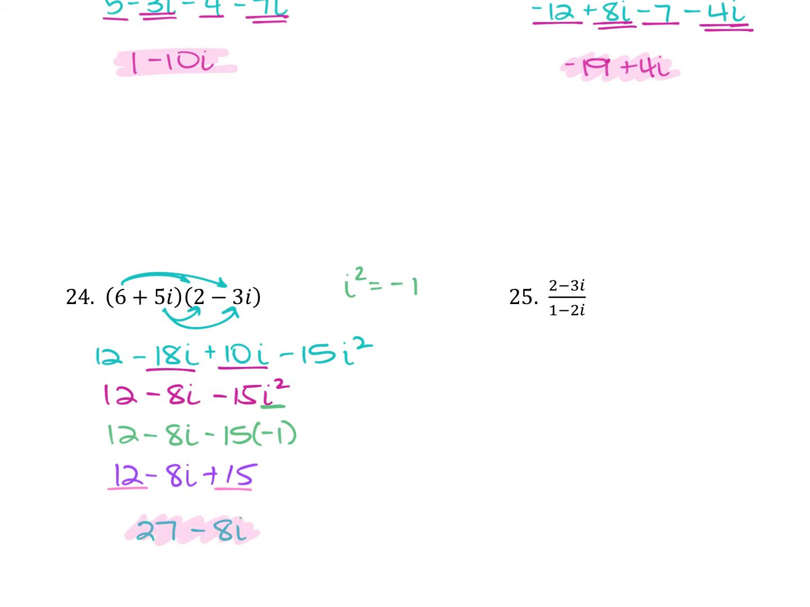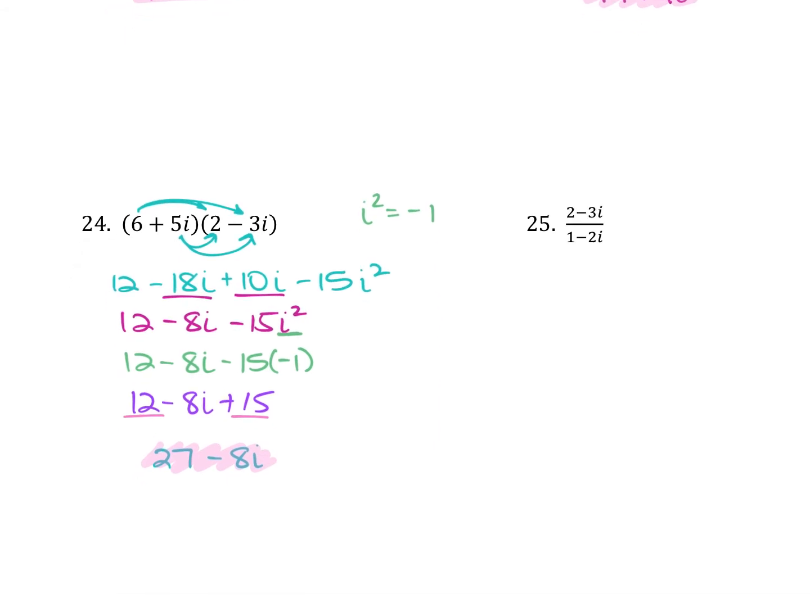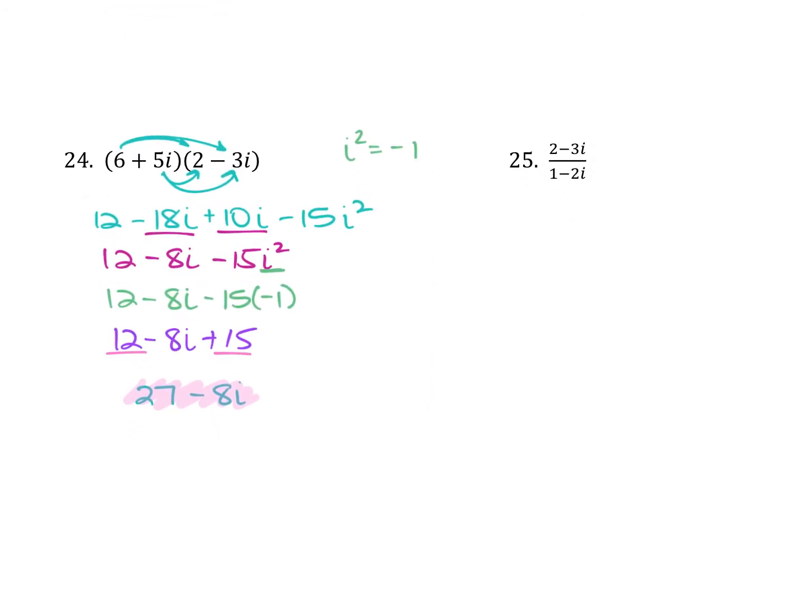For 25, we have 2 minus 3i over 1 minus 2i. We do have to rationalize this fraction. By doing so, we are going to take the conjugate of our denominator and multiply by the top and the bottom of this fraction. Remember, the conjugate of your denominator here is just going to be the same terms, but the opposite sign between them.